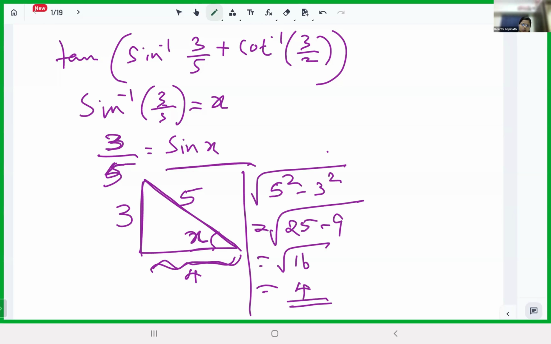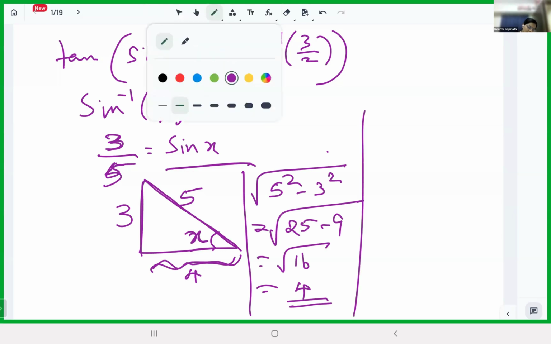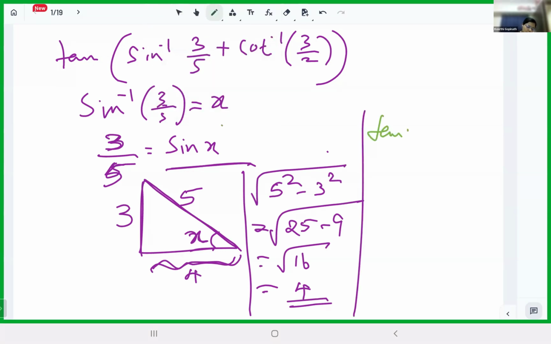From this, can you write what is tan x? Tan x is opposite by adjacent. So what is the value of tan x? Here the opposite side is 3 and the adjacent side of angle x is 4. So it is 3 by 4. So we got the value of tan x. It is nothing but 3 by 4.